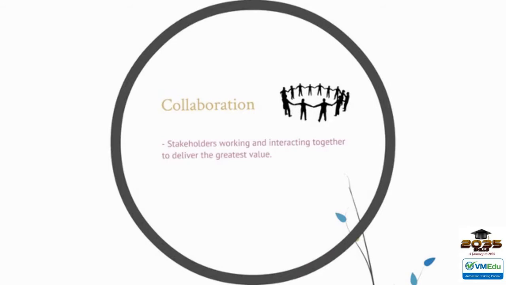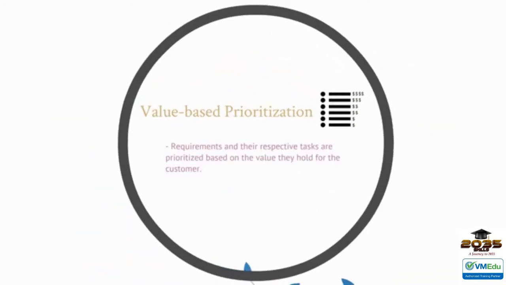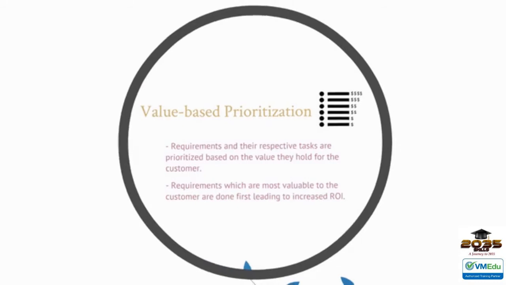The third principle is collaboration, which involves all the stakeholders working and interacting together to deliver the greatest value. Next is value-based prioritization. Requirements and their respective tasks are prioritized based on the value they hold for the customer. This way, the requirements which are the most valuable to the customer are done first, leading to increased ROI.